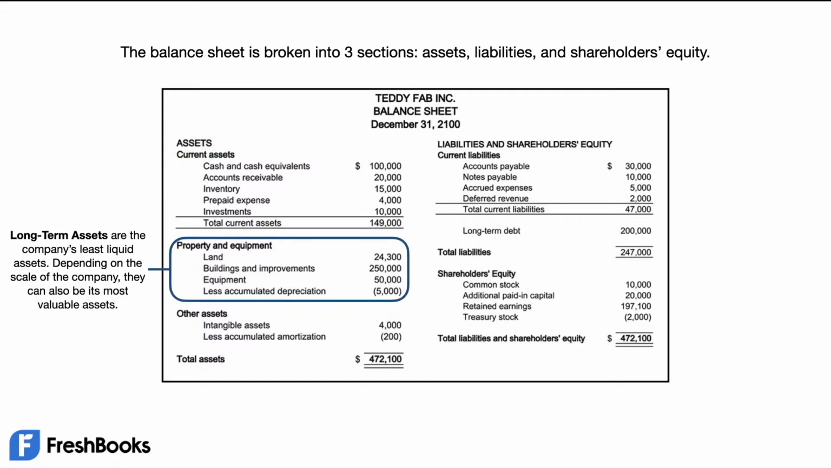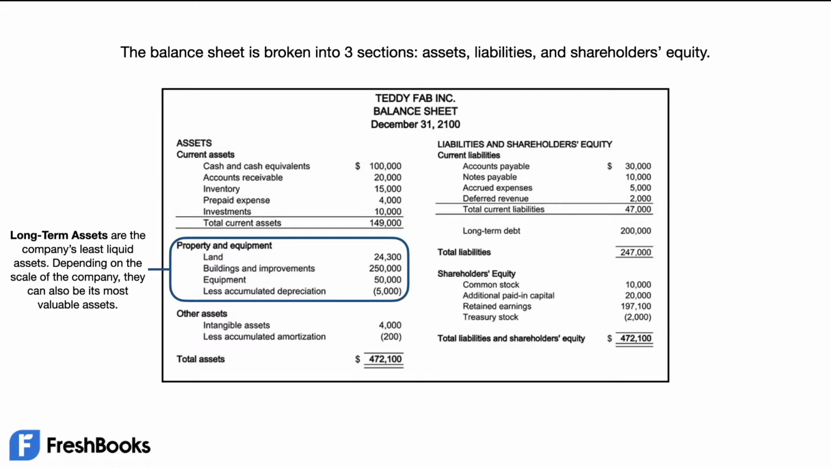Next, we have the property and equipment category, which, true to its very descriptive name, has all of the long-term assets of the company. Things like land and equipment are difficult to sell on short notice, so they fall under this category. However, this is generally true for smaller companies. If you think of a big corporation like Amazon, for example, and its many warehouses, they probably have millions of goods that they move through any one warehouse in a given week.